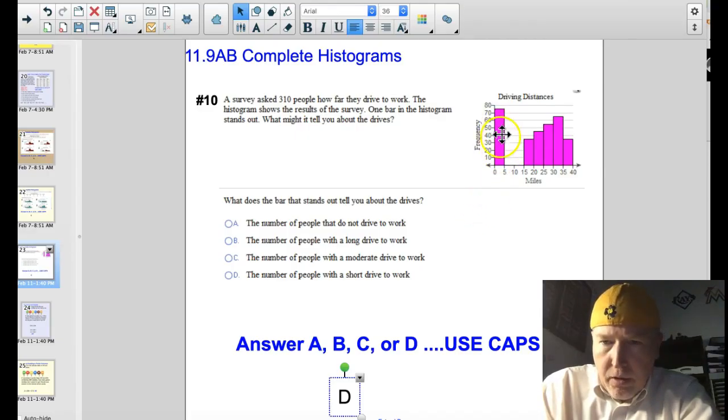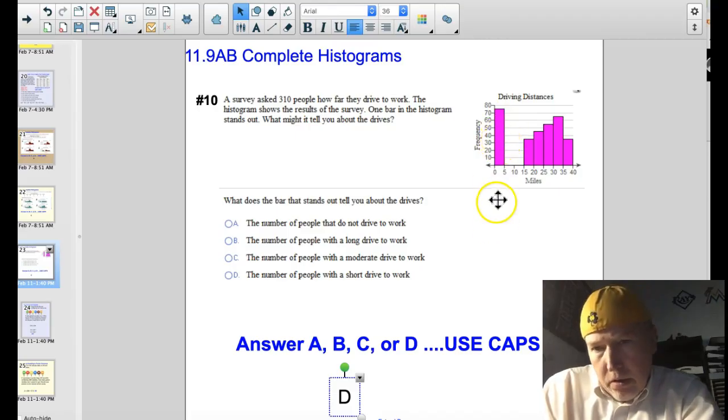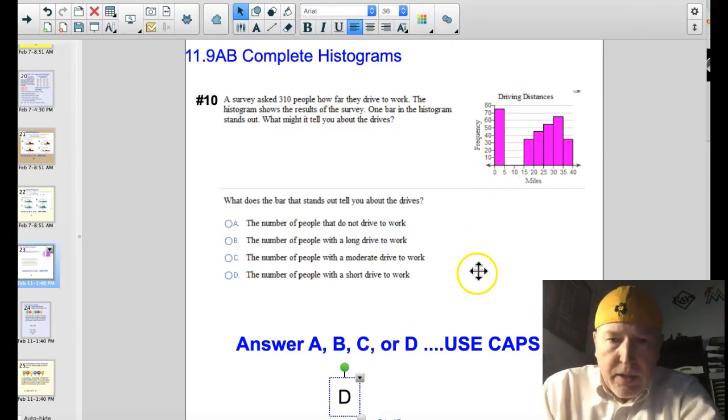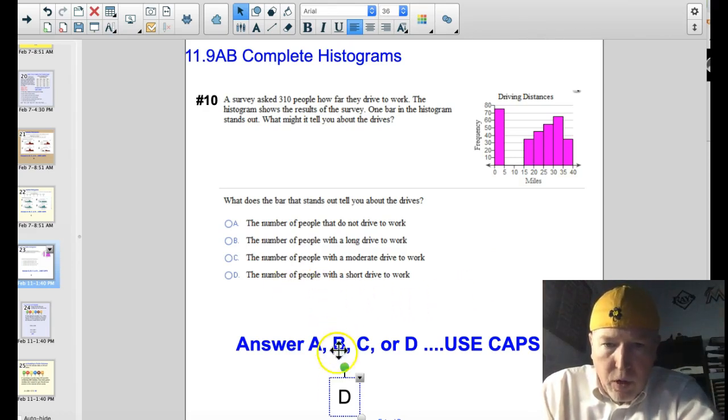It's by far the largest, and it's also got this gap here. It really does stand out. And what it tells me is that the number of people who work here, it looks like 70, 75 people. I haven't got my glasses on, but it looks like 75 people have a very short drive to work, which is letter D.